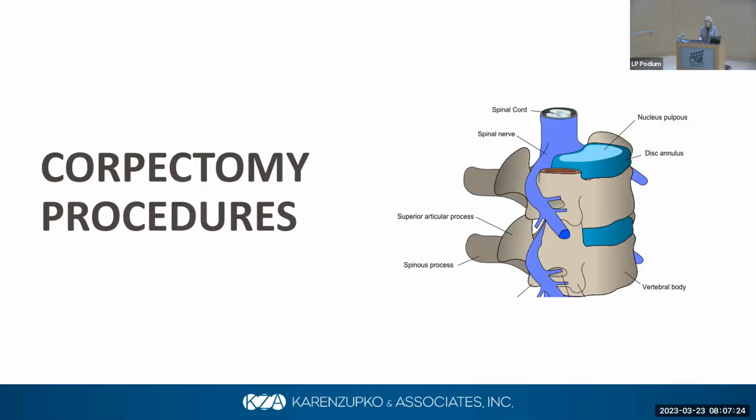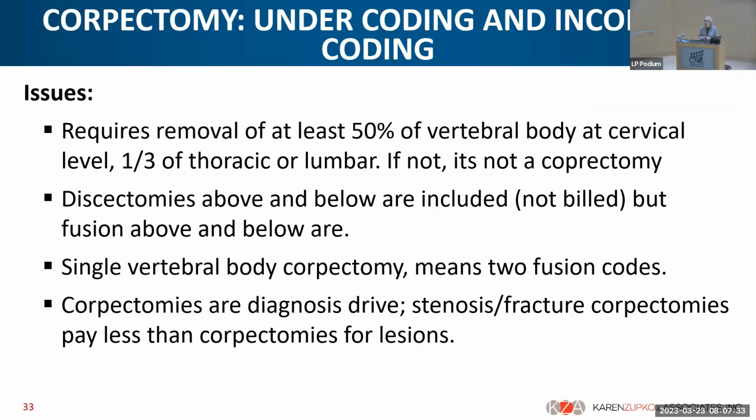Okay. Corpectomy, just a mention of corpectomies. These are oftentimes either under or over coded. And a corpectomy means at the cervical level that at least 50% of the bone, the corpus, is removed. At the lumbar or thoracic level, it's at least a third. Okay. And one thing we see, whether it's overcoded or undercoded, is a single vertebral corpectomy assumes two fusions, one above and one below where you're removing bone.